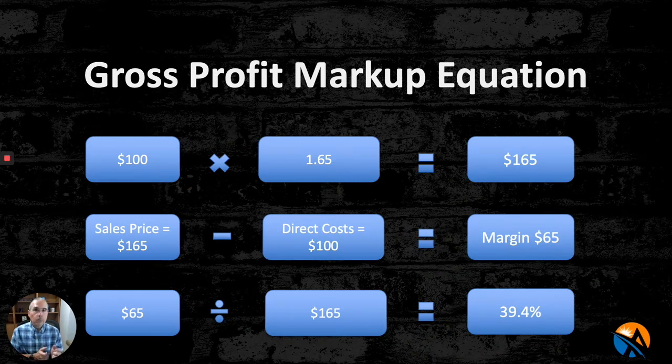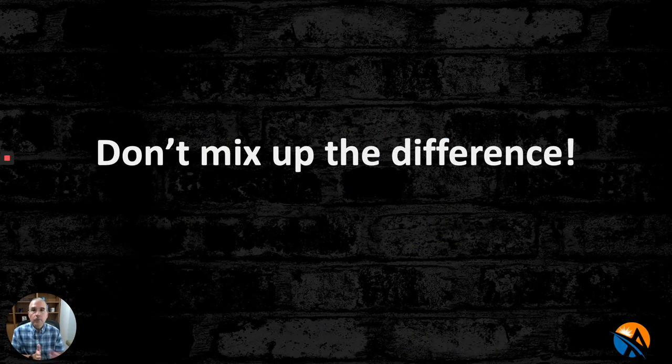So if you weren't expecting 39.4% as your margin, then by running this formula, you can quickly calculate what you need to do to change the price to get to the margin that you would like to obtain. The importance that I'm making in this video is don't mix up the difference. The two, gross margin and markup, are related, but you need to go through the exercise because they're not the same if you want to make sure that you achieve your result.